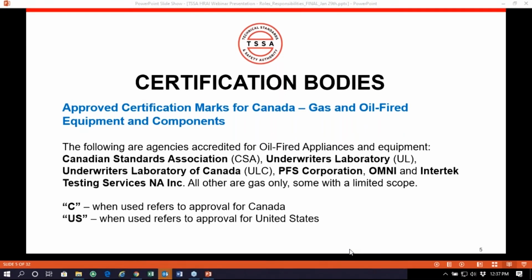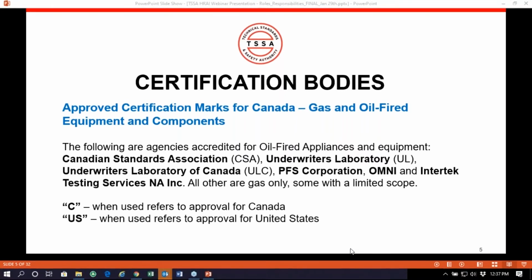There are a number of standard writing organizations and certification agencies in Canada. They are all accredited by the Standards Council of Canada, and in fact they must be accredited by the Standards Council of Canada to carry on that work. It would be similar to somebody being registered as a contractor in Ontario, in that all these companies must be certified with SCC.